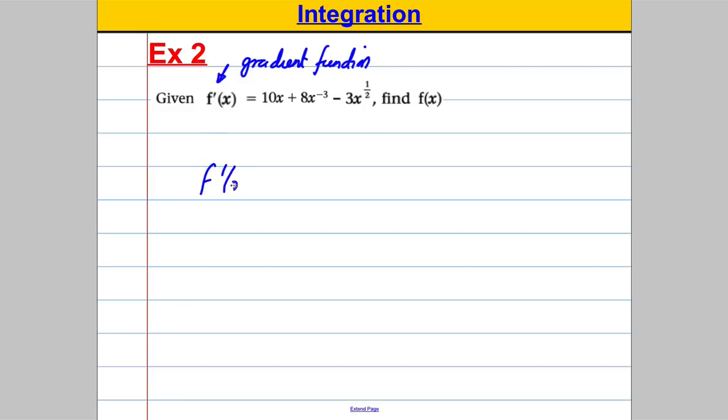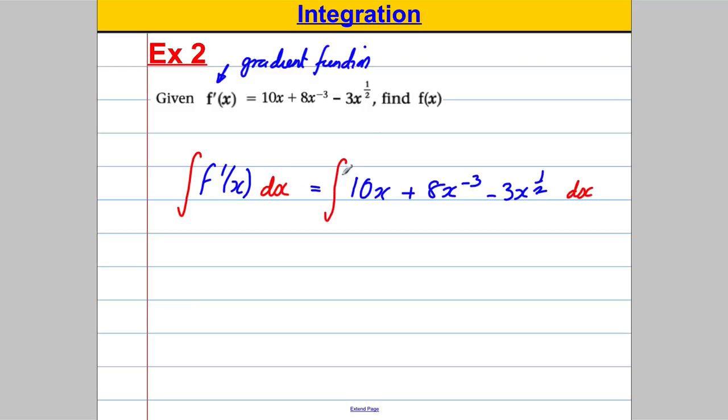Let's write f dashed or f primed of x is equal to 10x add 8x to the negative 3, take away 3x to the half. I'm going to integrate all of this side with respect to x. And to show it's all of it, I'm just going to put a bracket around it like that. So if I integrate f dashed x, I'm obviously going to get my original function f of x back. And what is that going to be? Well, this is 10x to the power 1. Don't forget there's a hidden 1 there. So I'm going to add 1 to the power and divide.